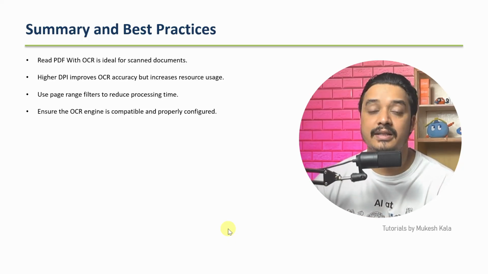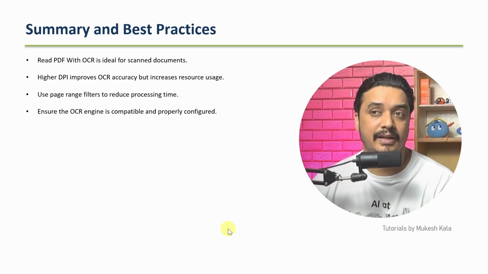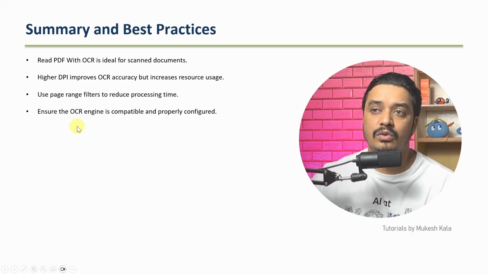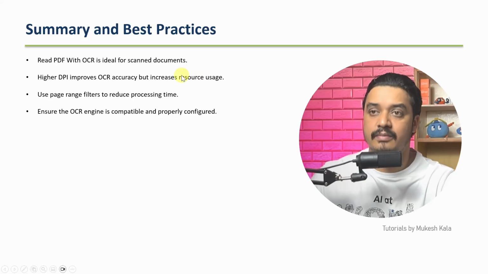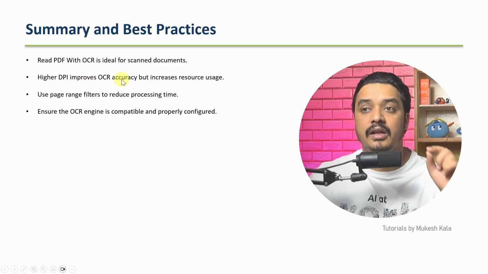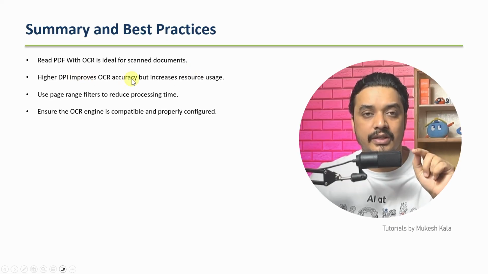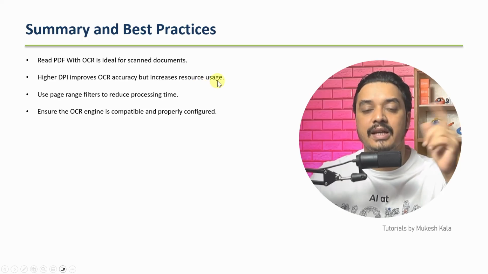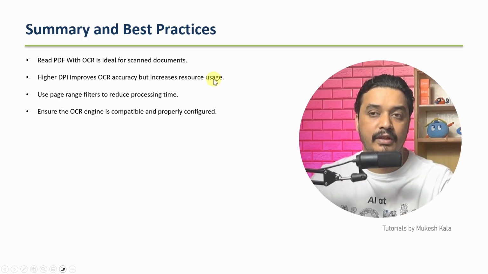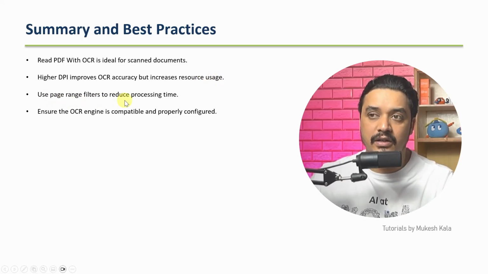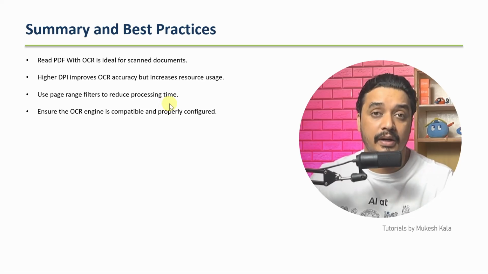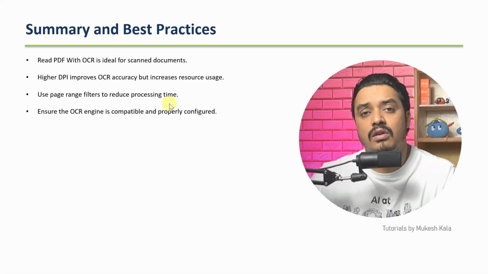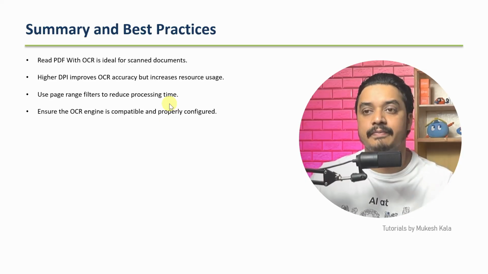Let's quickly summarize and let me tell you some of the best practices. Okay. So read PDF with OCR is ideal for scanned documents, right? Because for native one, it does not make sense. Higher DPI will improve the OCR accuracy, but increase the resource usage and it will consume more time. Make sure of that. Use the page filter to reduce the processing time. By default, it is set to all, but in your use case, you might not want everything to be read, right? So make sure that you use the proper filters.